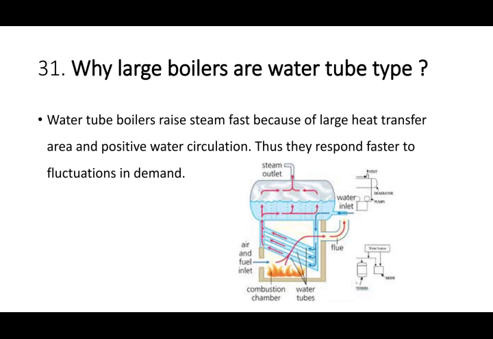Next, why are large boilers water tube type? So here you can see a water tube type boiler. So the water will flow inside the tubes. So water tube boilers raise the steam fast because of large heat transfer area and positive water circulation. Thus they respond faster to the fluctuation in demand. The water tube boiler raises the steam fast because of large surface area for the heat transfer.